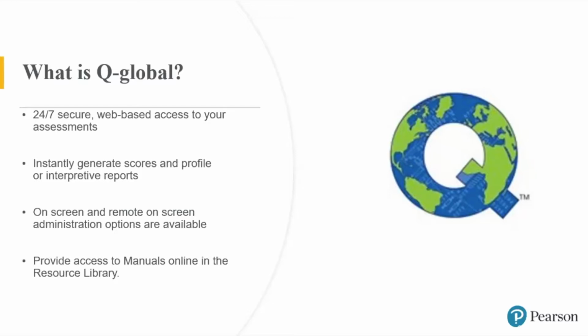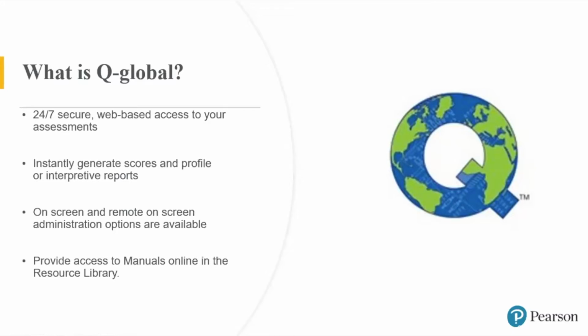Finally, we also provide access to test manuals online on Qglobal via the resource library section of the platform. And this is where all of the stimulus content is held as well. And Menashe will be running through that in a moment. So hopefully that gives a little bit of context around Qglobal and how the platform can be used. And now I'm going to hand over to Menashe, who will share his screen and walk you through a demonstration of the WRAT-5 and what you can do on the platform. So Menashe, over to you.